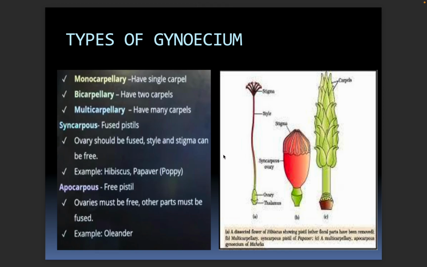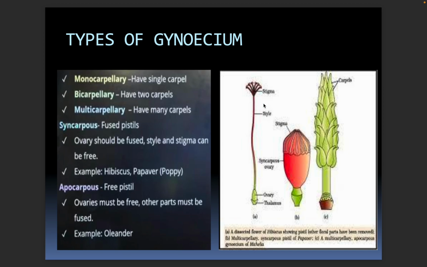Now, a pistil can be a single one. If there is one single carpel, with just stigma, style, and ovary, you'll call it monocarpellary, where just one carpel is present. There are certain flowers in which you can find more than one carpel. If there are just two carpels, you'll call them bicarpellary, and if there are many carpels altogether, you will call it multicarpellary. Now, when multiple carpels are fused together, this fusion is called syncarpous.